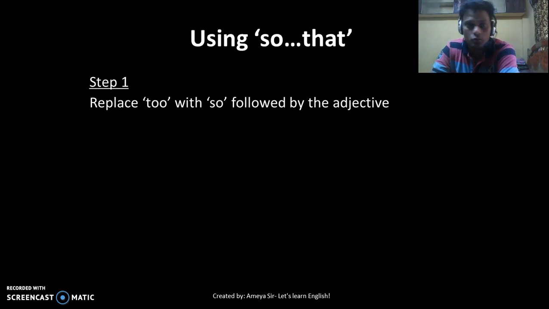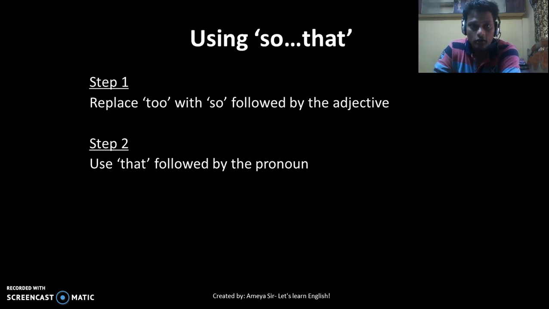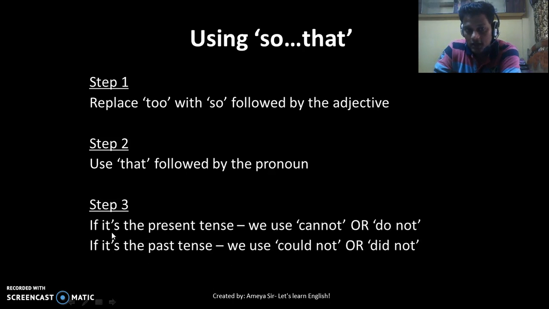So first step is to replace "too" with "so" followed by the adjective. The second step involves using "that" followed by the pronoun, and the third and the last step is that if it is a present tense, we use cannot or do not, and if it is the past tense, we use could not or did not.